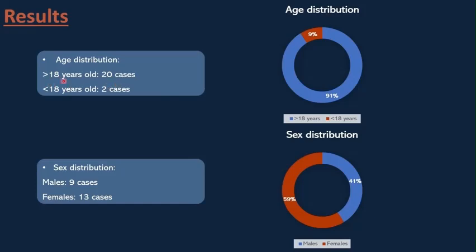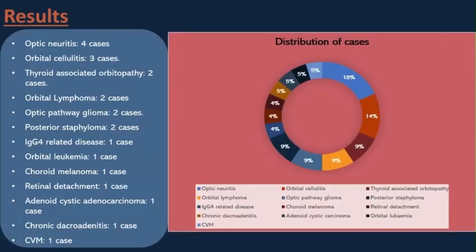As for the results, the age distribution was more so towards the adult population. 20 cases were more than 18 years old, and 2 cases were less than 18 years old. There were 9 male patients and 13 female patients. This was the case distribution: 4 cases were of optic neuritis, 3 cases of cellulitis. TAO was 2 cases, similarly for lymphoma, glioma, and posterior staphylomas. 1 case of IgG4 related disease, 1 case of orbital leukemia, 1 case of choroidal melanoma, 1 case of adenoid cystic carcinoma, retinal detachment, dacryoadenitis, and CVM each.